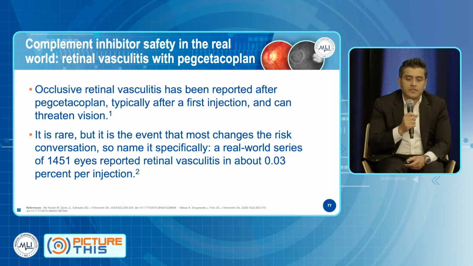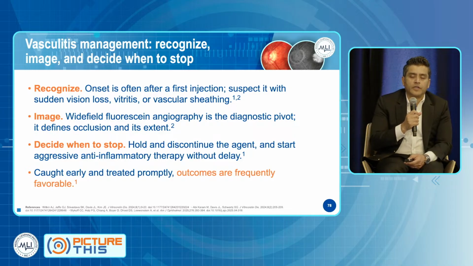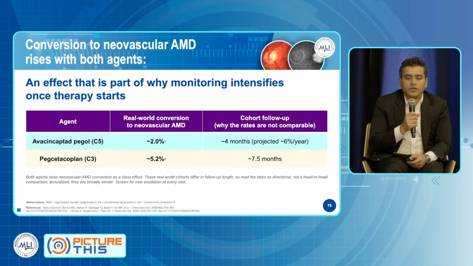As I said, it's a very rare event, and because the events are so rare, it's hard to know exactly the percent, because each study has shown anywhere from 1 to 2 to 5 to 7,000 injections. So recognize, image, and decide when to stop. And one aspect that people are doing, because of the single injection phenomenon, is treating the worst eye of the patient first to make sure that there is no response.